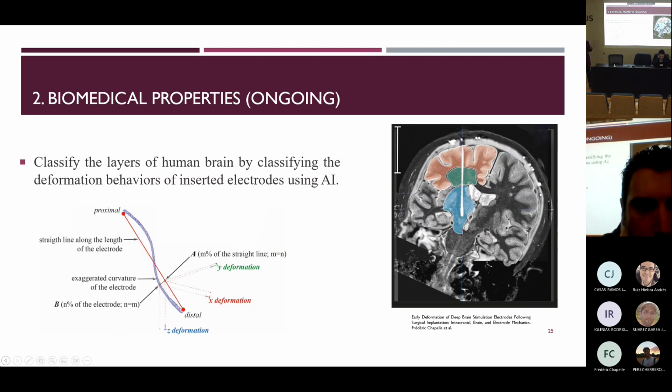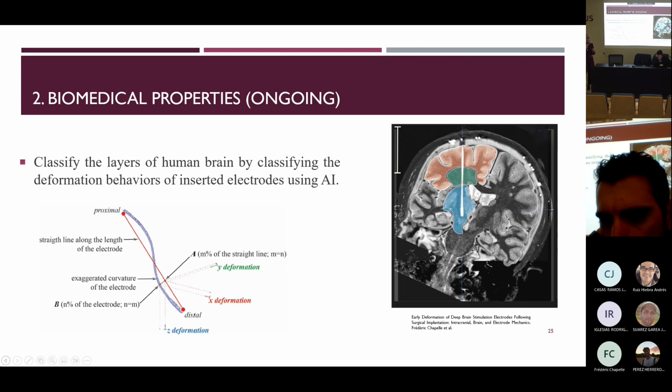Second, I should study the biomedical properties of the human brain. For that, I focused on an operation called deep brain stimulation. It's an operation to insert a small tube named an electrode inside the human brain, then remove it. But during this process, this material is deformed.